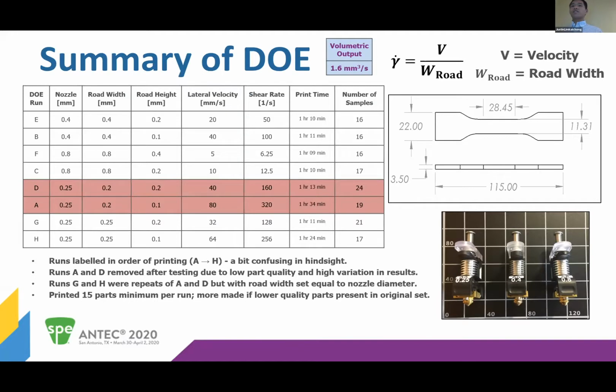We also converted our speed or lateral velocity to our shear rate, which is basically your velocity over your road width. Something I wanted to point out here is that we actually omitted our runs D and A, which were highlighted in red, because we didn't set our nozzle and road width equal. You can see that it was set to 0.25 and not to 0.25, which we corrected in runs G and H. However, we thought that there was still valuable information that we wanted to present, or the different images, which you'll see in the next few slides. Again, we also show the different dimensions that we have for our FDM tensile type 4 test.